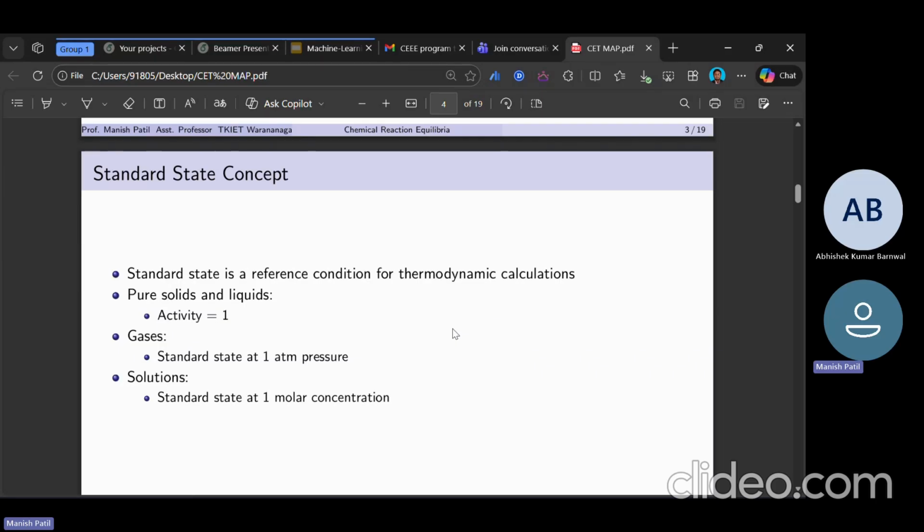Their concentration does not change significantly. For gases, the standard state is a standard pressure equal to 1 atm. For solutions, the standard state is 1 mole per liter. So the standard state does not mean actual operating conditions. It is used to define Gibbs free energy and the equilibrium constant. This simplifies the thermodynamic expressions.